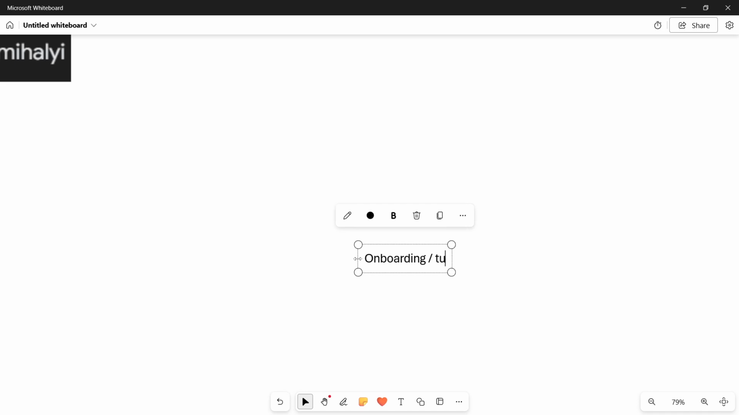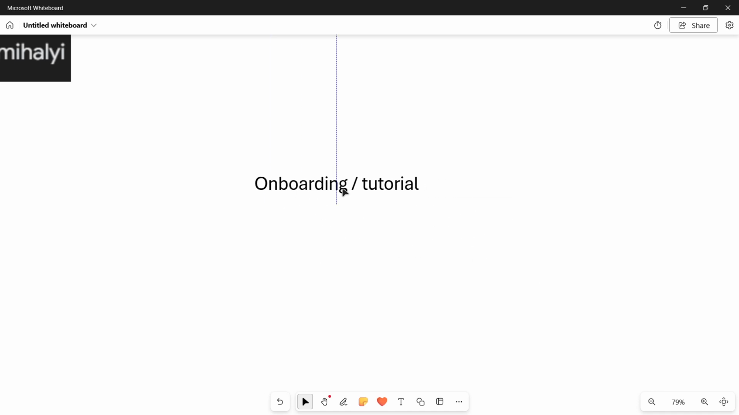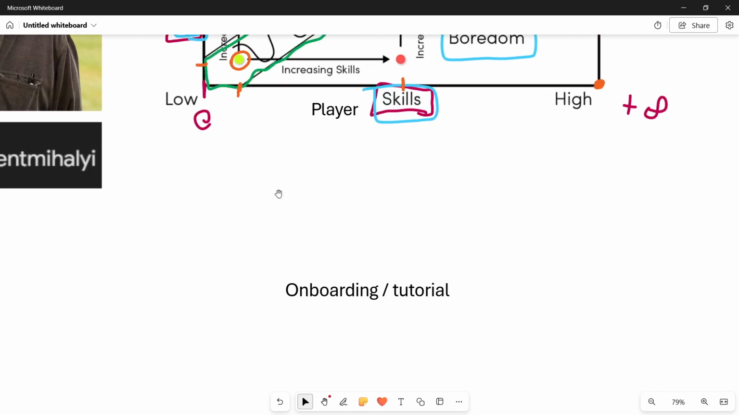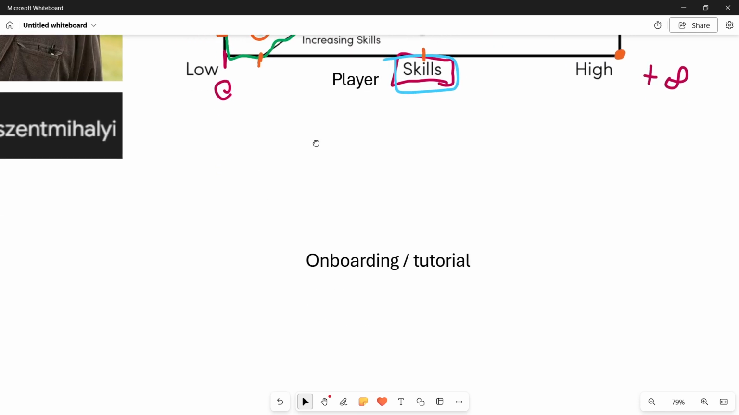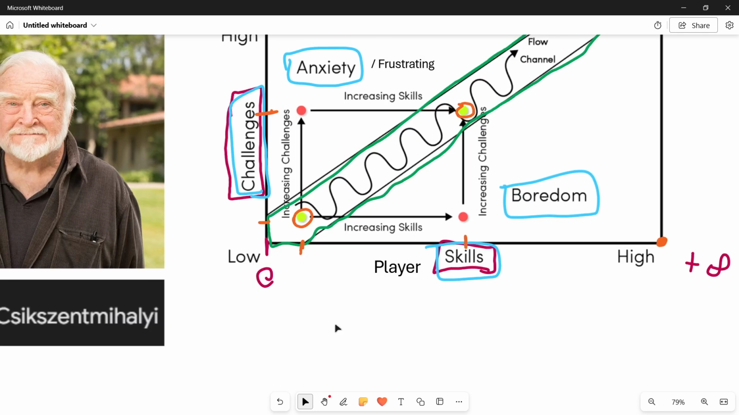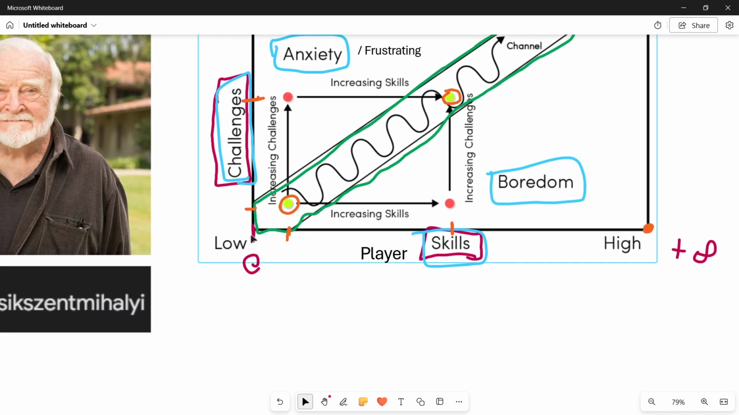onboarding or tutorial, okay. So this is a sequence of steps that the player has to follow in order to understand how your game works. So in that moment, the player skills are basically null, are low, are super low.